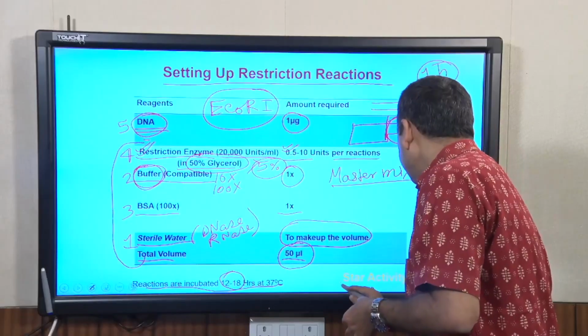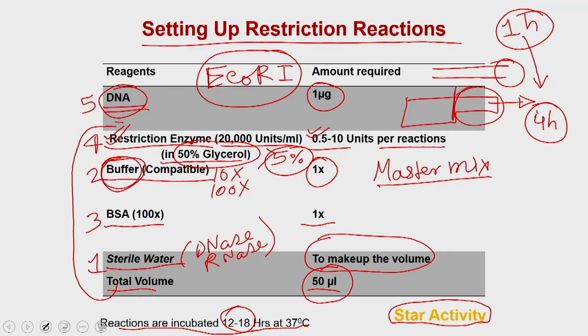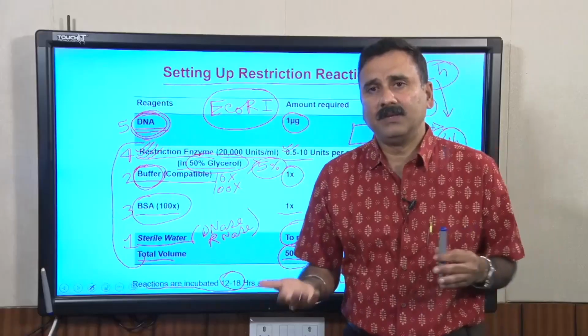So, to avoid the star activity, sometimes the companies also ask you to add the BSA. The other parameter which also contributes to the star activity is the addition of too much enzyme compared to the amount of DNA you are adding in these reactions. If there is a lot of enzyme and very little DNA, then the enzyme also shows the star activity. When you set up the restriction reactions, you should avoid the conditions where the enzyme shows the star activity.